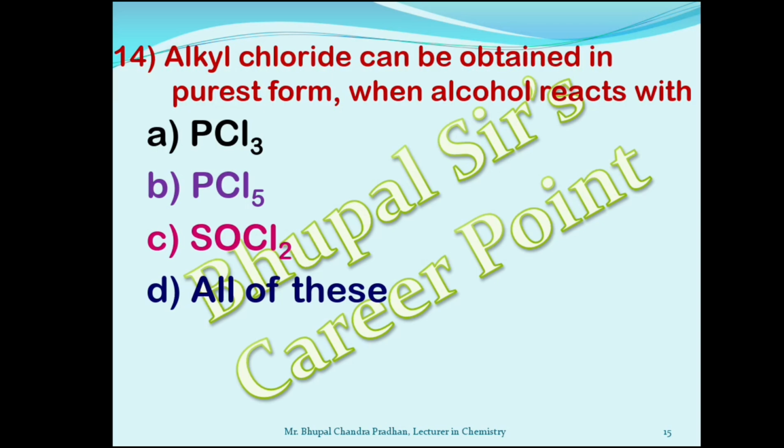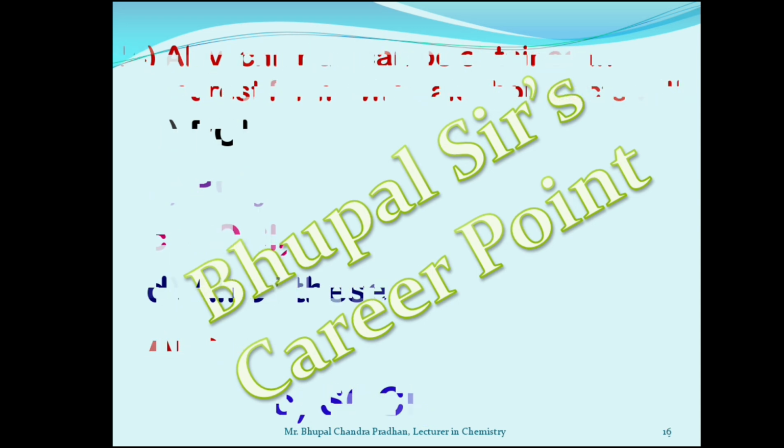Alkyl chloride can be obtained from alcohol by reaction with PCl3, PCl5 and SOCl2 also. But it will give us alkyl chloride in its purest form when it reacts with thionyl chloride, because both the byproducts, HCl and SO2, are gases. So option C is the correct answer. Thanks for the students who gave the answer option C.